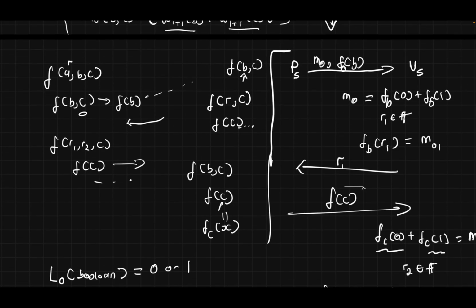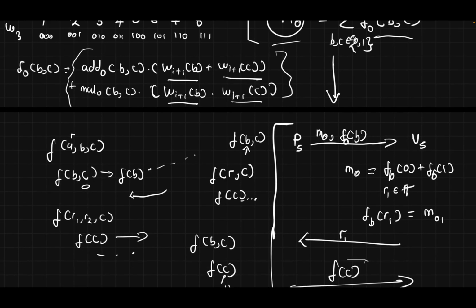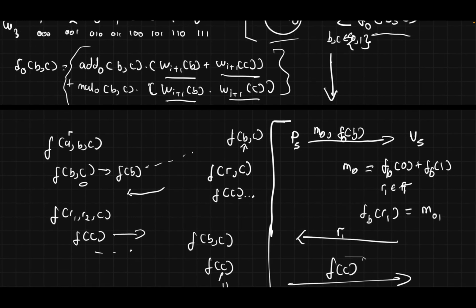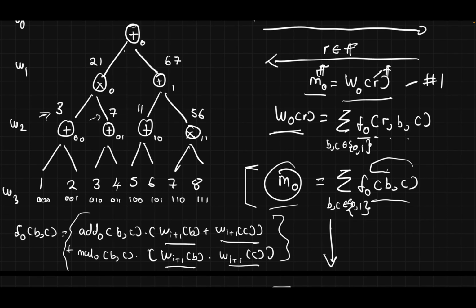So if you were doing W1 of R, R is any random number from the field. B and C are always 0, 1. They are summing over the Boolean hypercube. Always 0, 1. Like when we're using normal stuff, it was 0, 1, this power 2 now.